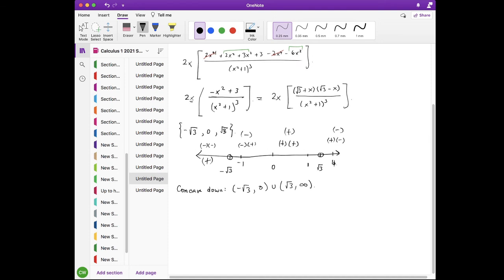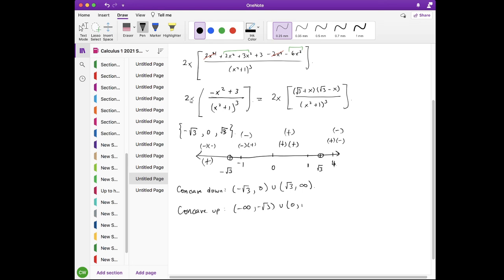Okay, and then where is it concave up? Everywhere else: negative infinity over here to negative root 3, and then union 0 to root 3. Okay, what are inflection points, if any? Yes, since it changes sign at all the points, they're all inflection points.